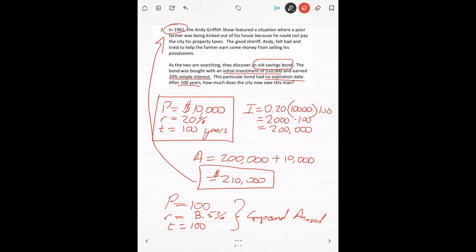So this will probably be a curious extra problem for people. How much money, because I had to refigure this for a simple interest problem, how much money would the farmer have been owed if the bond was actually purchased for $100 at 8.5% interest for 100 years, but this time compounded annually? Try to look up that formula and see if you can figure out the solution for that.